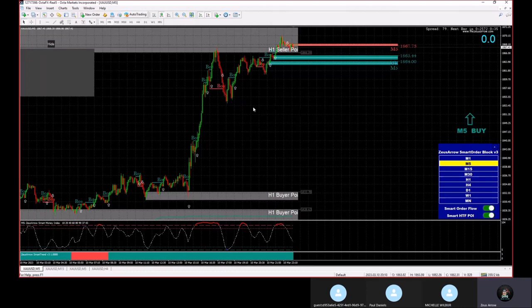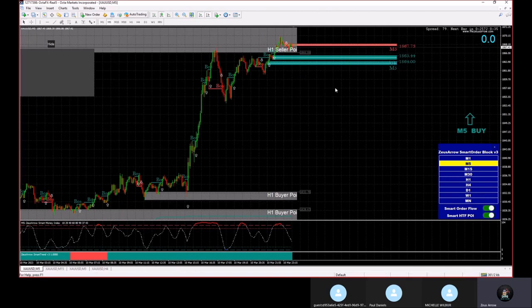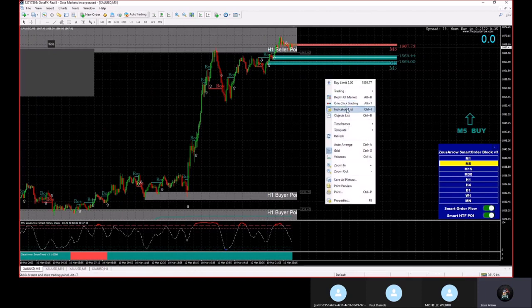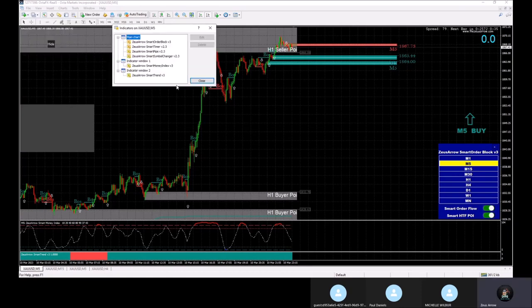I have loaded my system on a 5 minutes on gold, and I'm going to show the settings first so that we can verify we all have the same settings. The only three indicators that matter. One is the smart trend.